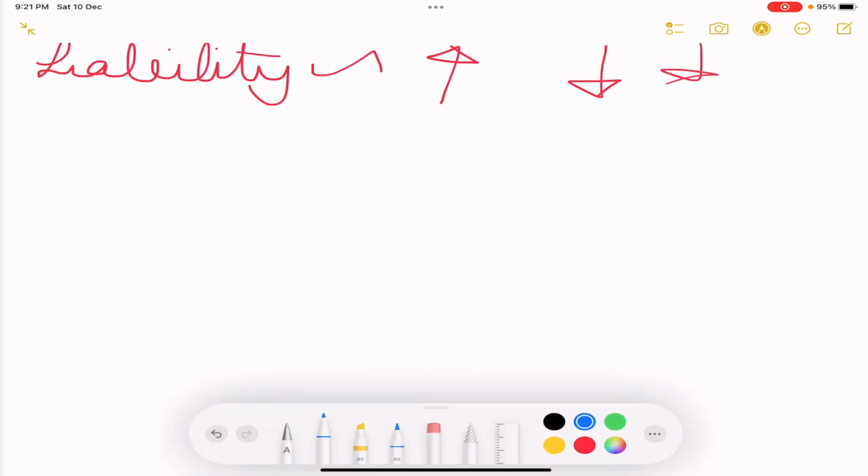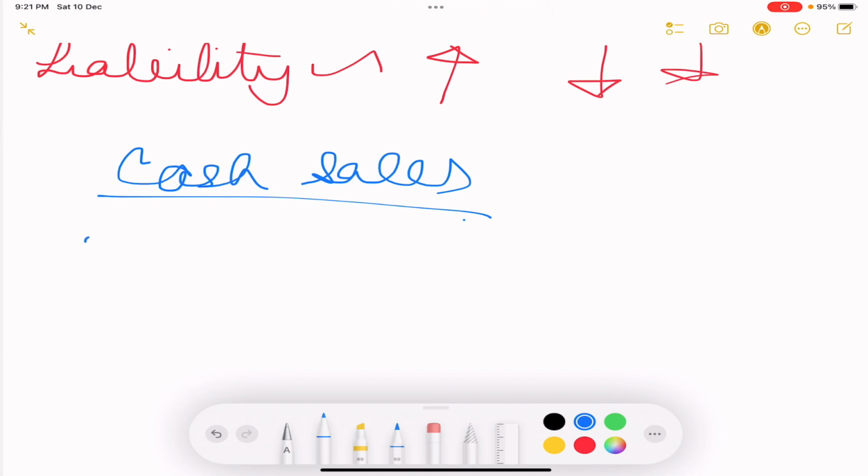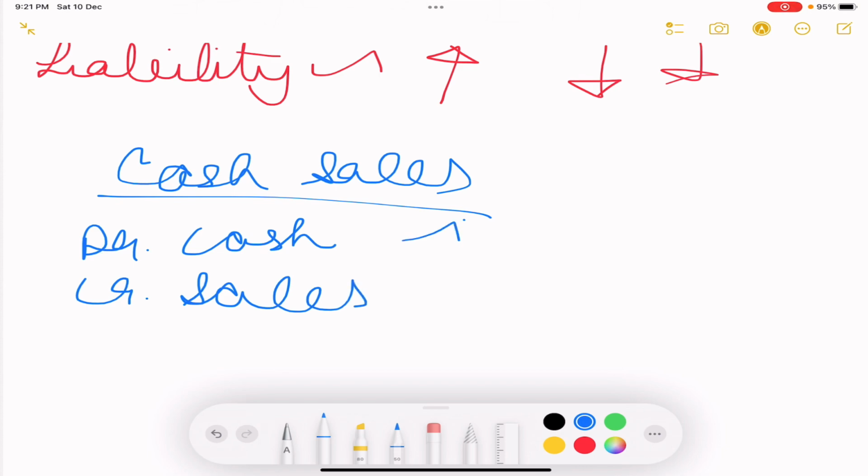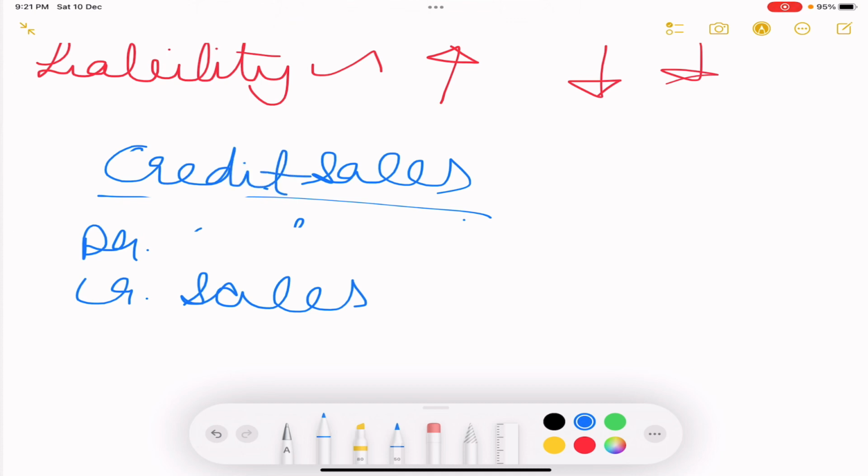Now, tell me something. Whenever we used to write journal entries, what was the journal entry? Whenever we had to make a cash sale, what was the journal entry? Debit cash and credit sales. Cash is getting debited because cash is being received, and sales credited, right? Now, if this was a credit sale, what is the journal entry of a credit sale?